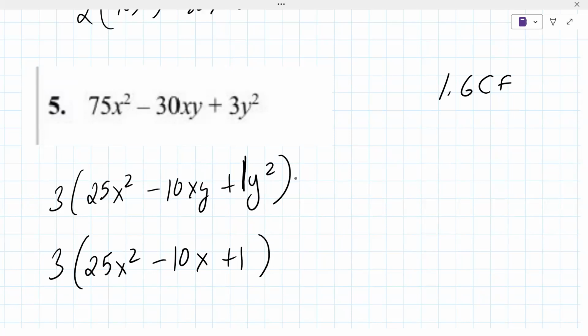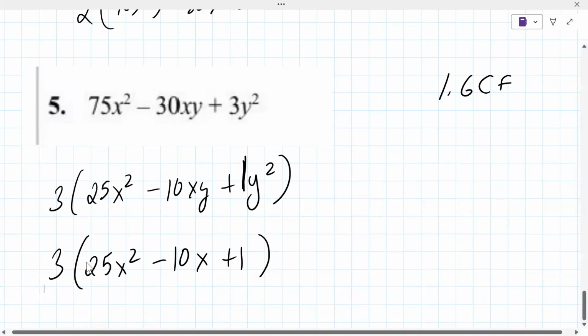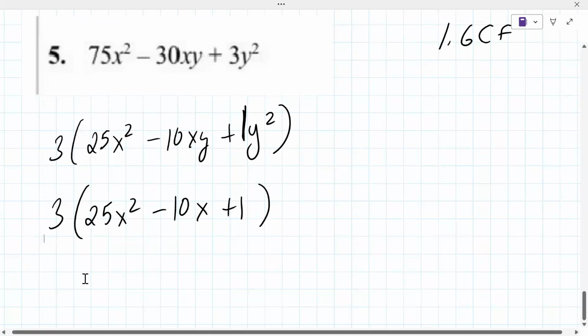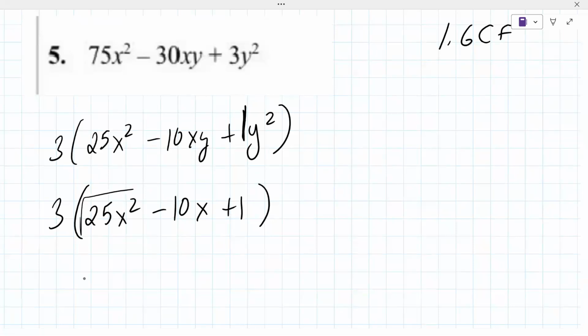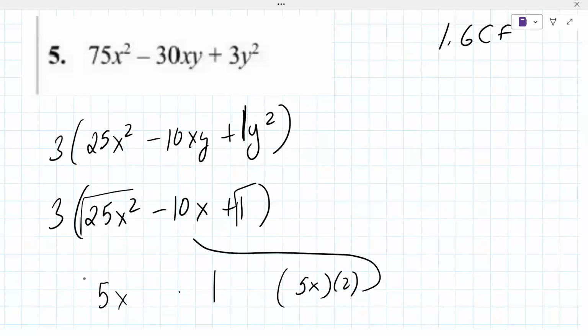Now, is this a perfect square trinomial? What's the square root of 25x squared? 5x. And what's the square root of 1? 1. If we multiply those together, that's 5x, and then if you double it, do you get this right here? No. What's wrong with it? It's positive and it needs to be negative. That's okay. So it's going to be the a minus b squared this time.